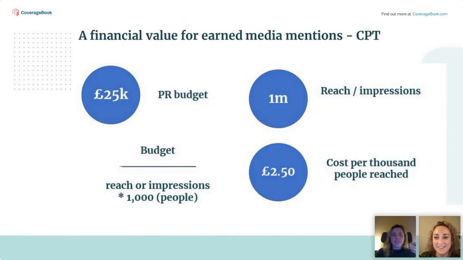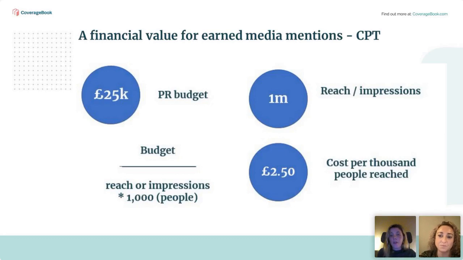So here's another simple bit of math. Forgive me for doing it in pounds because I'm here in the UK, but let's imagine you had a 25 grand PR budget for a campaign, and that campaign landed with 1 million people being reached, or all those impressions. So you literally divide one number by the other, times it by 1,000, and you get £2.50. Or you can switch it the other way around, and say there were 40 people reached per pound spent, which is the same thing, just the other thing divided by the other thing.